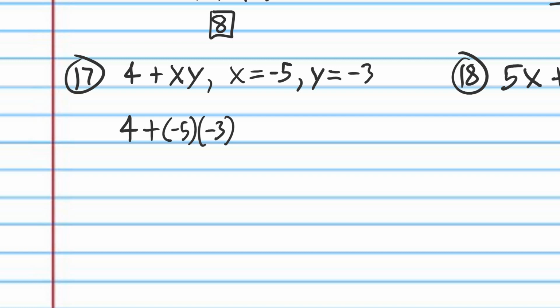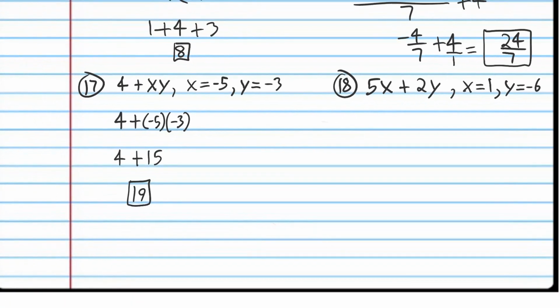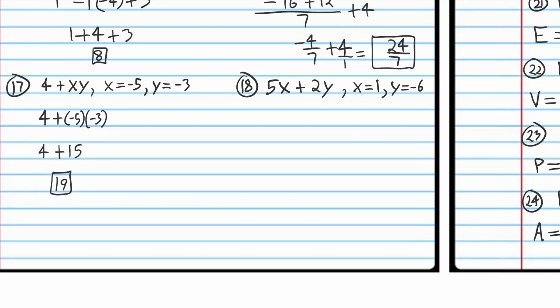So we plug those in there, and order of operations tells us to multiply first. So -5 times -3 is 15, and 15 plus 4 is 19. So that's just an example where you have more than one variable.